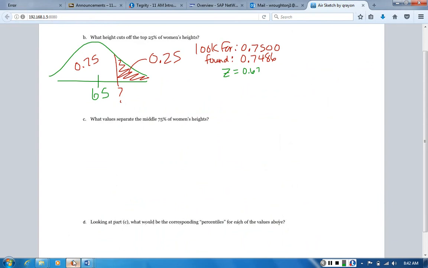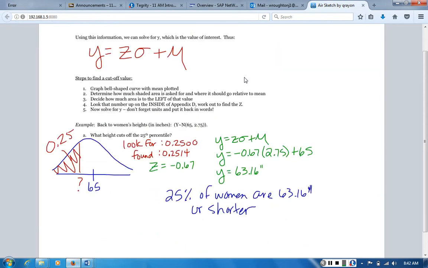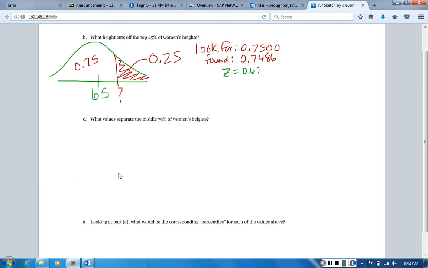And this shouldn't be too surprising when you compare it to the last example. Here our z is a positive 0.67. Our z in our last example was a negative 0.67. So why is that happening? Well, here I had 25% on the left. Now I have 25% on the right. We're symmetric, so we're going to go the same number of standard deviations away, just in the opposite direction.